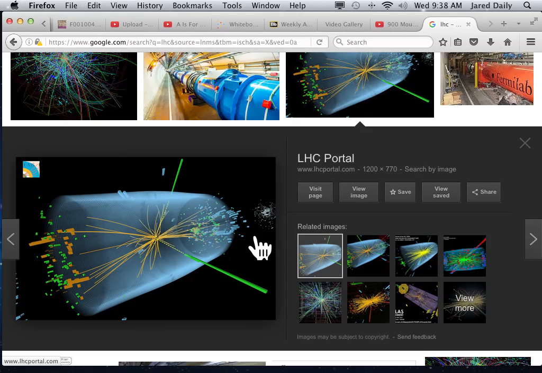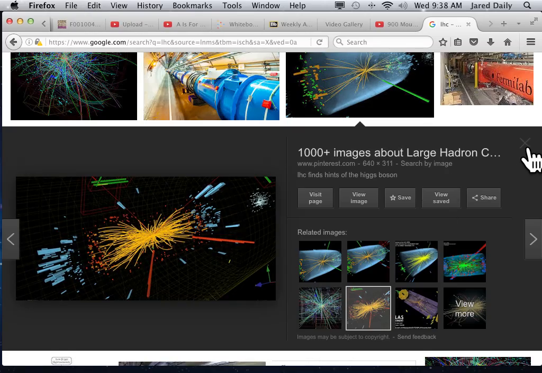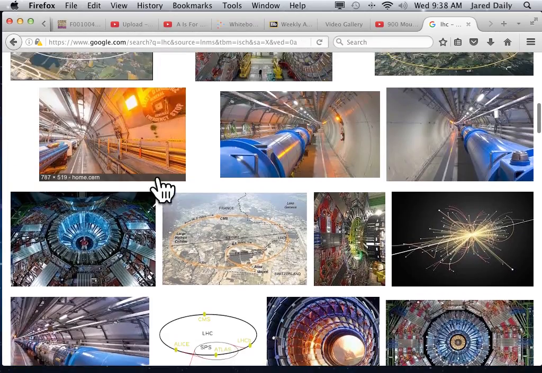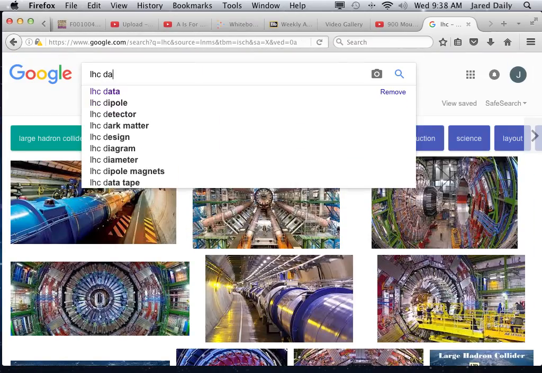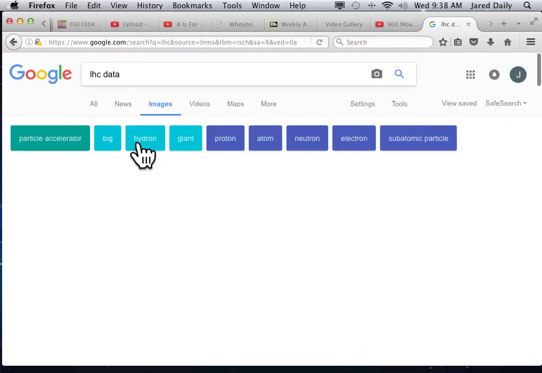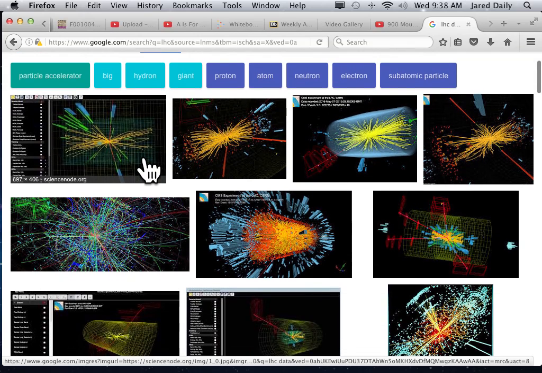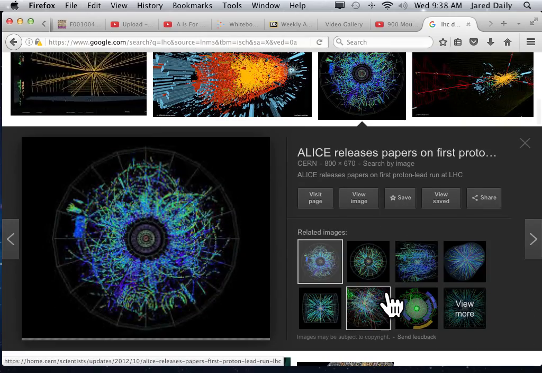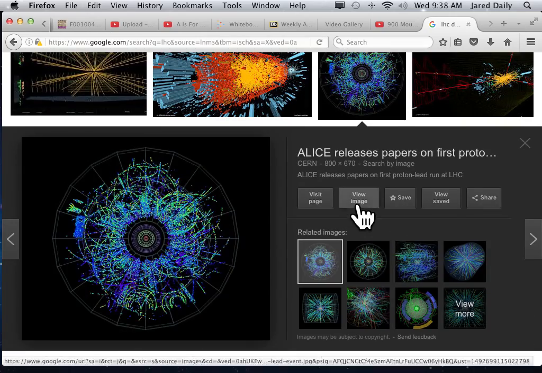This is one of the, it's not my favorite representation of the data. Let's go to a 2-dimensional view of the data. LHC data. So a better representation of the data, I think, is, here's a good one. So this one really shows you the different layers.